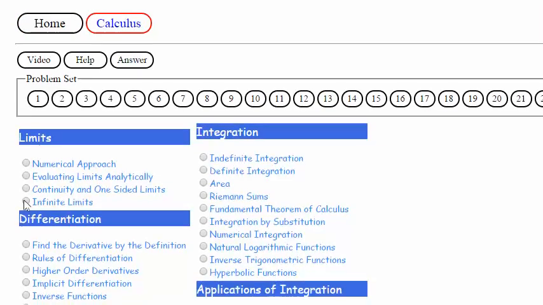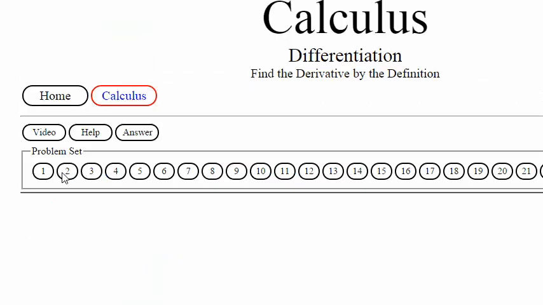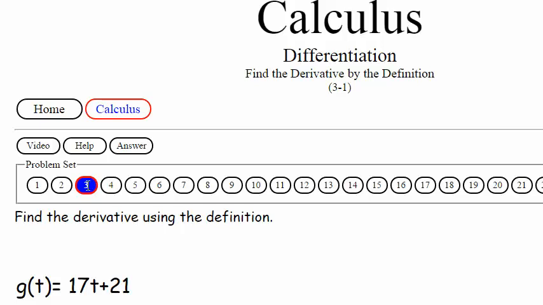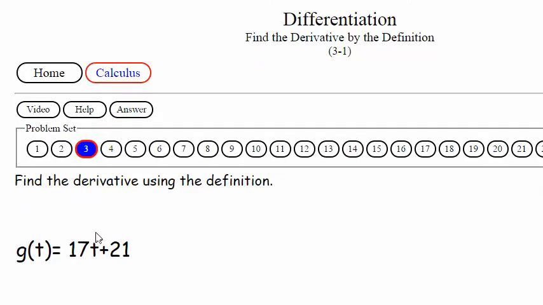Click on the calculus button. Let's go down to differentiation and find the derivative by the definition. And okay, I believe we're in this section here. 3-1. That's going to be it.